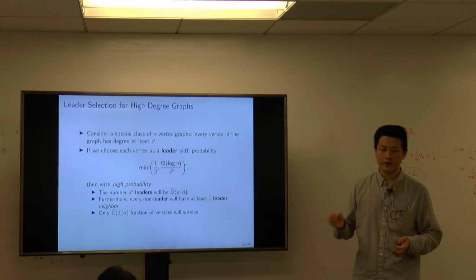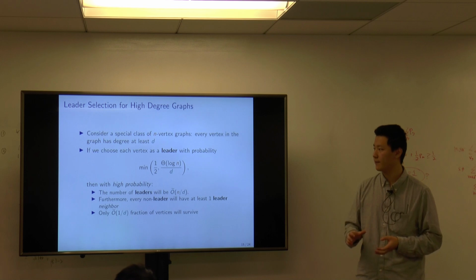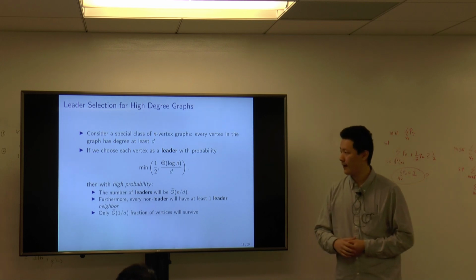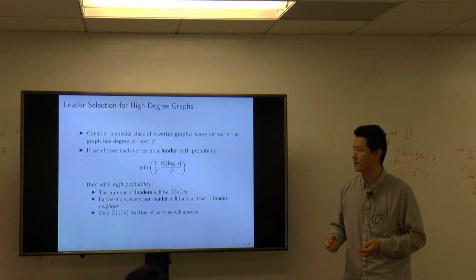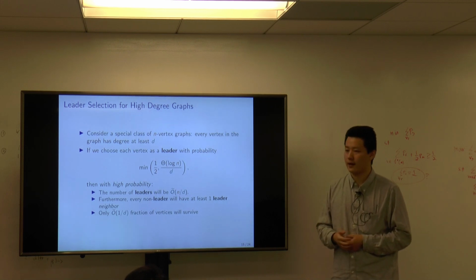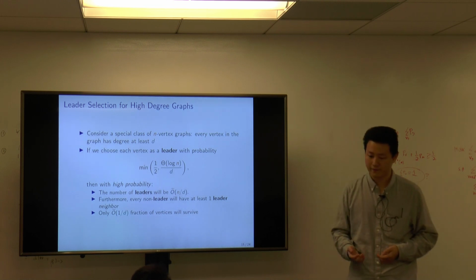Then it means that after we do the contraction, all the non-leader vertices will be contracted, and only the leader vertices will survive. But as I mentioned, because the number of leaders is just n over d, only a 1 over d fraction of the vertices will survive.